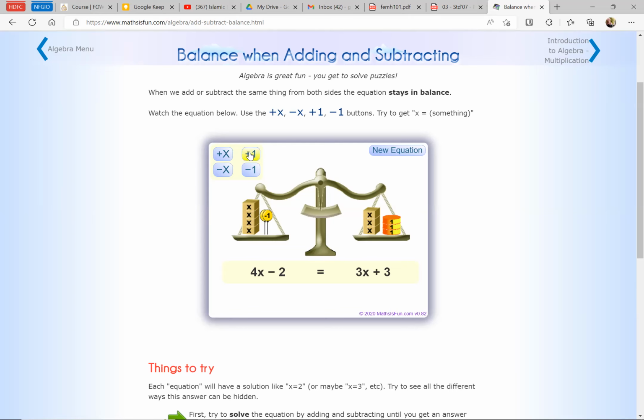Yeah. Now I'm going to add one more positive 1. On the right-hand side, it became plus 4. Left-hand side, minus 1. Okay. There, it is still balanced. Look at it.